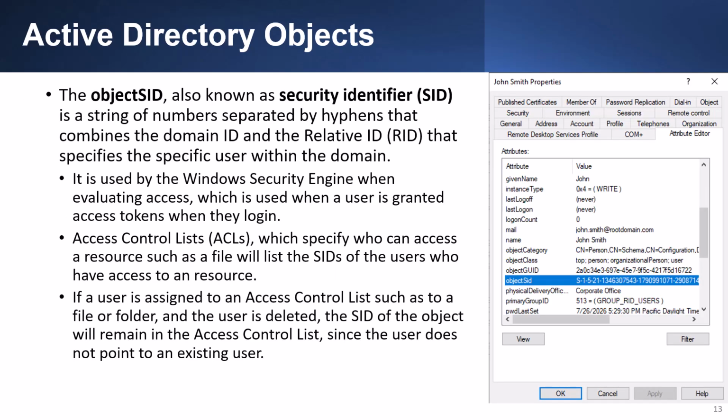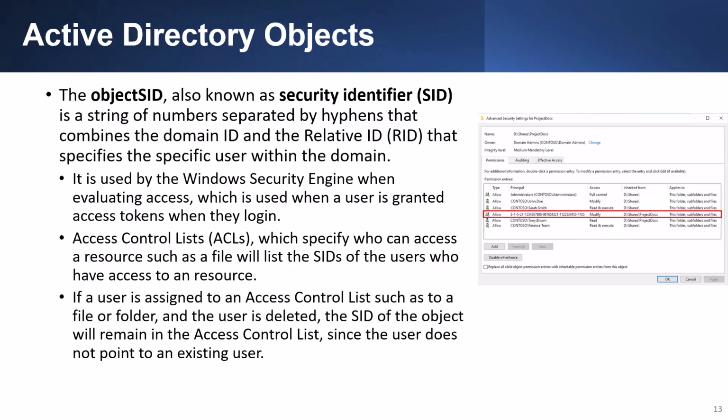The object SID, also known as Security Identifier, is a string of numbers separated by hyphens which combines the domain ID and the relative ID, or RID, that specifies the specific user within the domain. It's used by the Windows Security Engine when evaluating access, which is used when a user is granted access tokens when they log in. Access Control Lists, or ACLs, which specify who can access a resource such as a file, will list the SIDs of the users who have access to a resource.